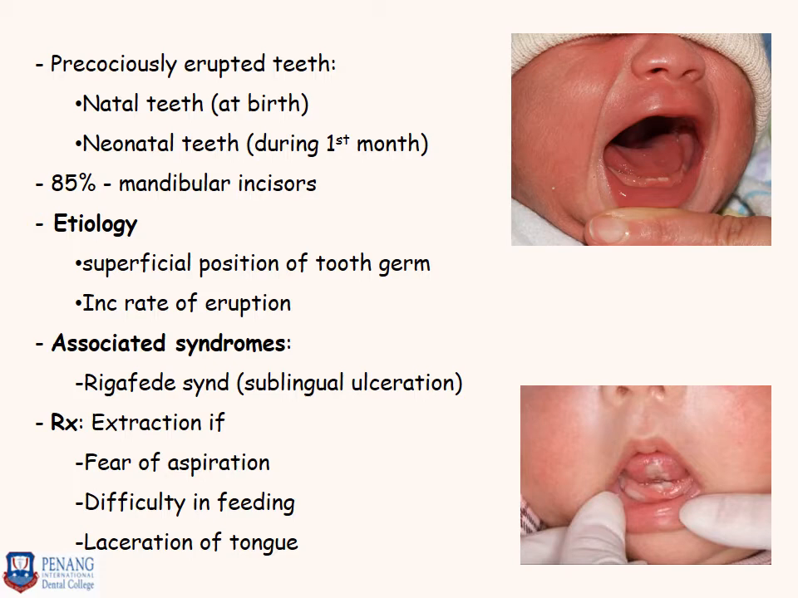The teeth that are more commonly seen are mandibular incisors, approximately 85% among all the teeth. The reason why these teeth are precociously erupted, that is, they erupt before their time of eruption, is either because of the superficial position of the tooth germ, that means the tooth germ is superficially placed in the jaws, or because of the increased rate of eruption of the tooth. This causes the precocious eruption of the primary teeth.